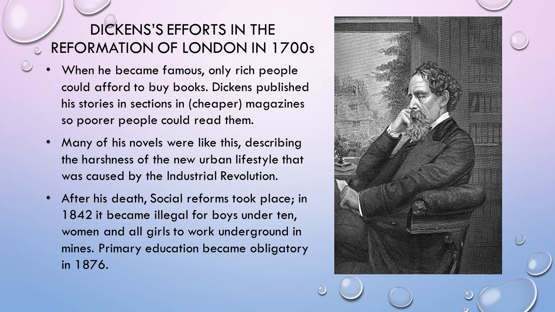And in this slide, we're going to talk about the reformation of London, or how he tried to fix the situations in London. When he became famous, only rich people could afford to buy books. Dickens published his stories in sections in cheaper magazines so poorer people could read them. Many of his novels were like this, describing the harshness, the hard life of the new urban lifestyle that was caused by the Industrial Revolution.